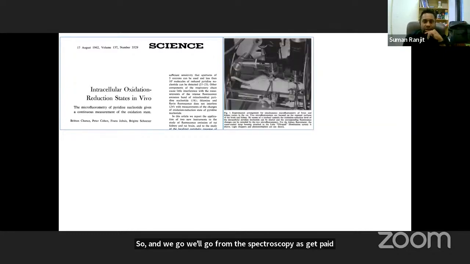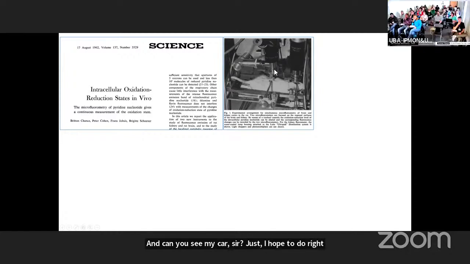Right? So what they were doing is putting these two objectives. And can you see my cursor? I hope you do. Yes, Suman. Okay, awesome.